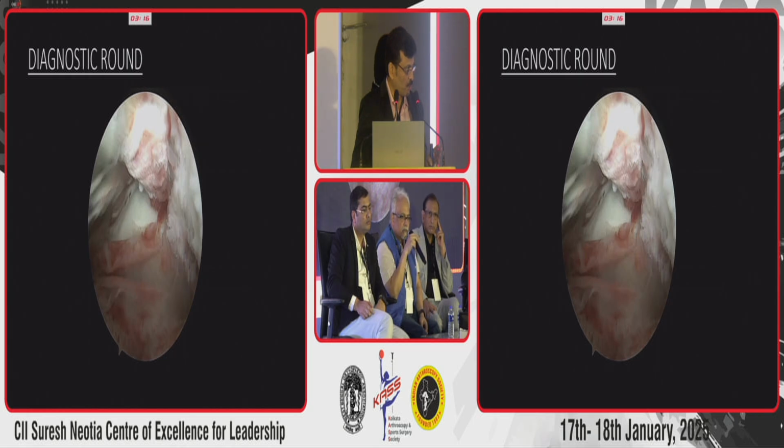What do you want to do? How do you address that fragment, how do you address the root, and how do you address the PCL? No, you take out that fragment. No point in fixing that small chunk of bone, whatever you have seen in the CT scan. Then go ahead with the root fixation, whatever the best possible way you can do it, and then go with the PCL reconstruction. Patient will be happy, surgeon will be happy.